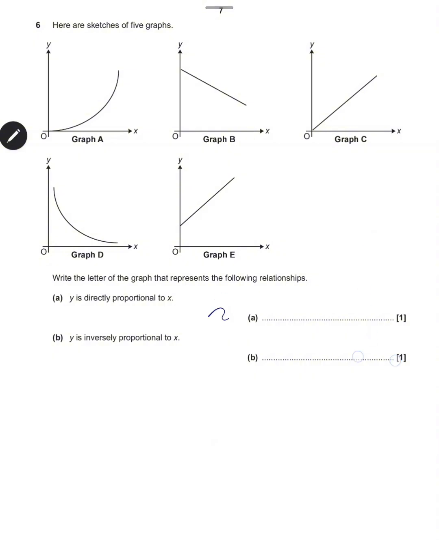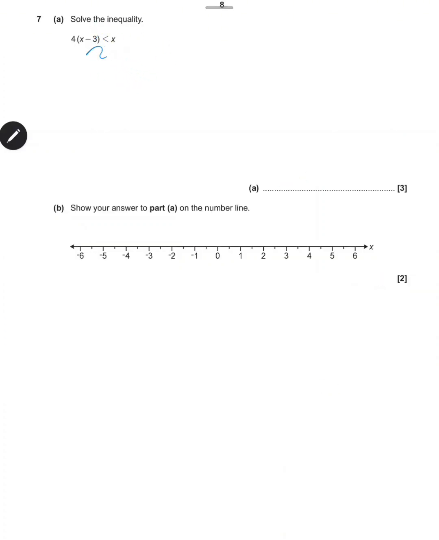Question 6, just a case of knowing your types of graph. Direct proportion always goes through the origin, so it has to be this one, and it's always a straight line graph. So C is your direct proportion. And then inverse proportion, I'm afraid we just need to learn that one. Inverse proportion is this one, comes down in this curve shape. So that's D.